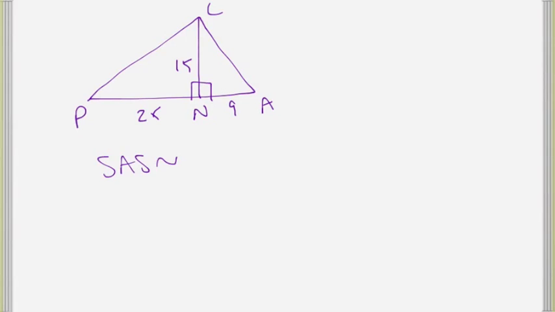So in the left-hand triangle, what is the small side? 15. In the right-hand triangle, what is the small side? 9. In the left hand, what is the big side? In the right hand, what is the big side? 15. 15's in both of them, but it's the small side in one and the bigger side in the other one.